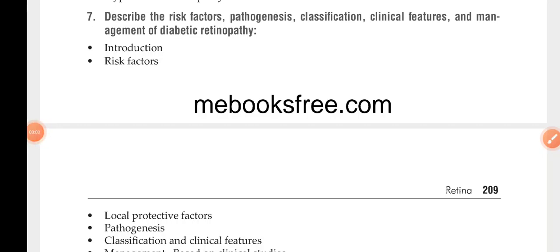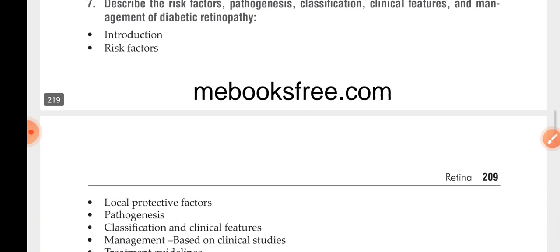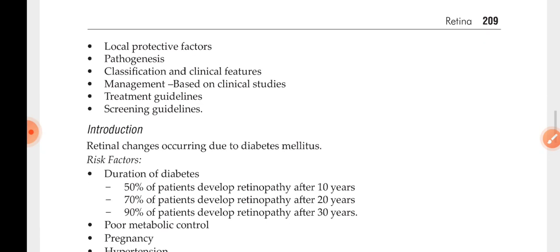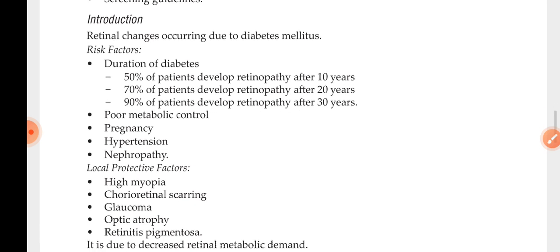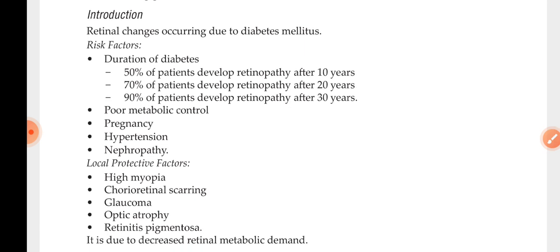Today we are going to see diabetic retinopathy. We are divided into introduction, risk factors, local protective factors, pathogenesis, classification, management, treatment and screening. Now starting with the introduction. Diabetic retinopathy means retinal changes occurring in a diabetes mellitus patient. Diabetes mellitus is of two types, type 1 and type 2. In type 1 there is decreased insulin production, and in type 2 there is increased insulin resistance, because of obesity.